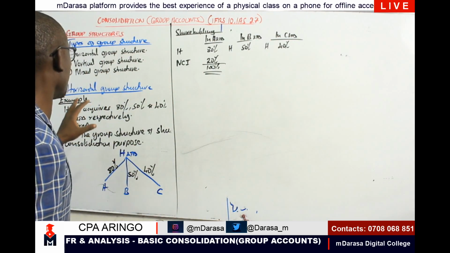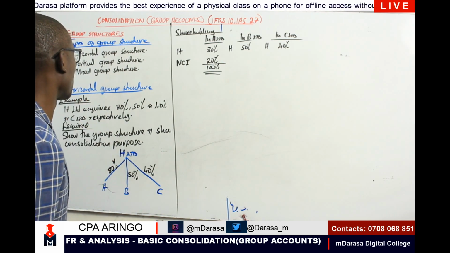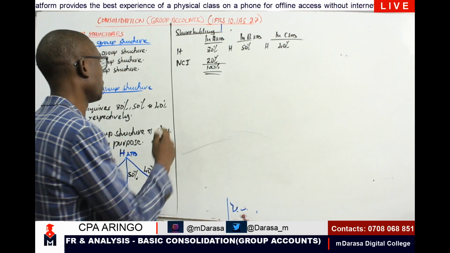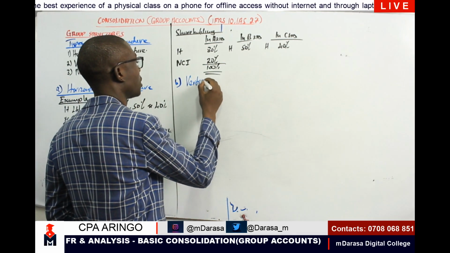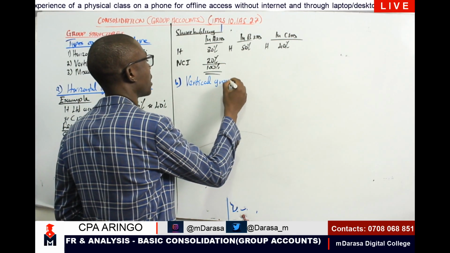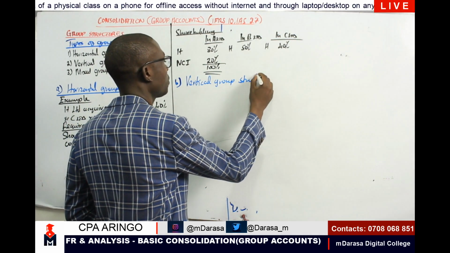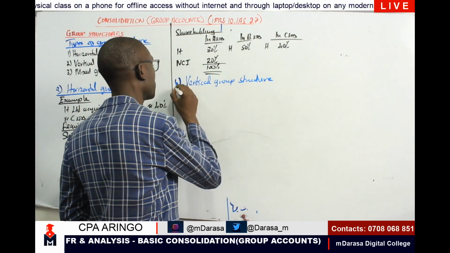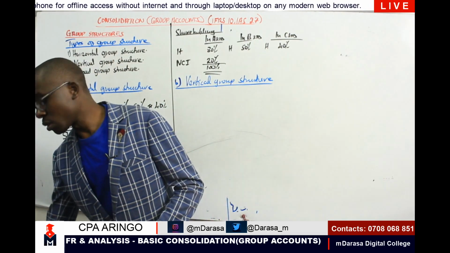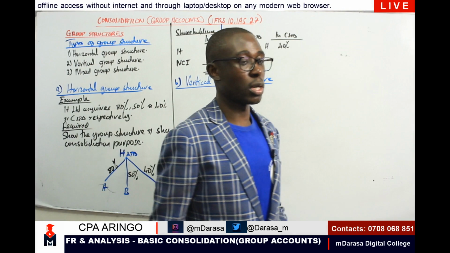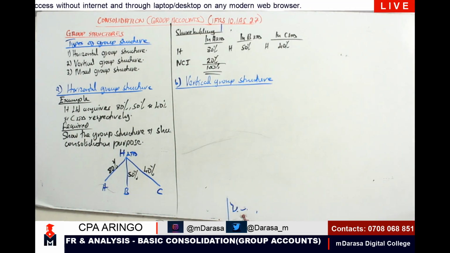So basically that is in regard to horizontal group structure. That should take us to number B, vertical group structure. Talk about vertical group structure. So very important also for us to understand what vertical group structure entails.